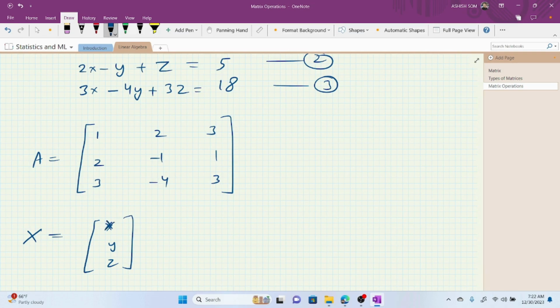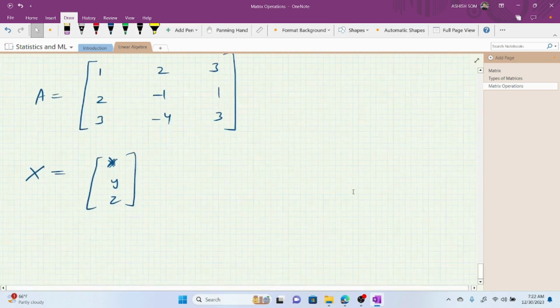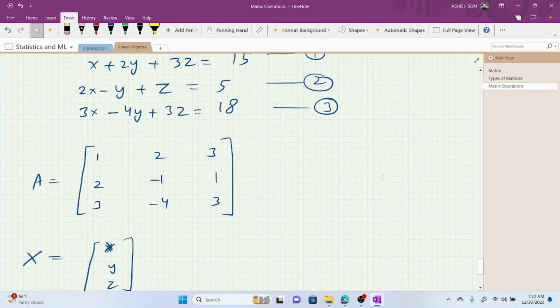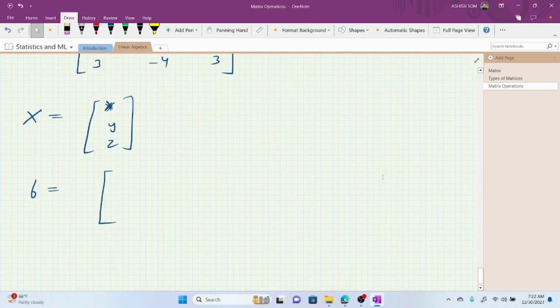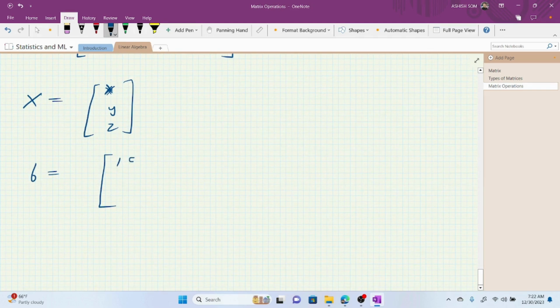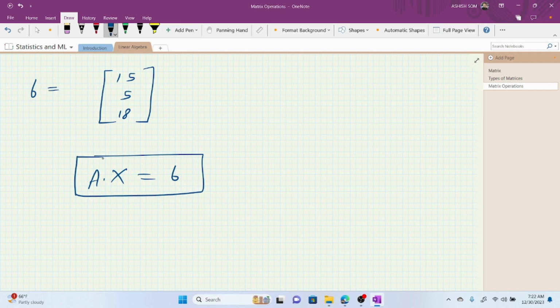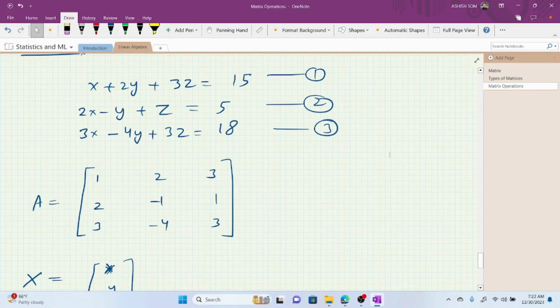Now the resultant matrix, let's say it is B, and in the result we have three values after the equal sign: 15, 5, and 18. The same thing in matrix calculation we represent like this: the A matrix multiplied by x, which is the dot product, equals B. If I solve this equation, I will get the values of x, y, and z, my friends.